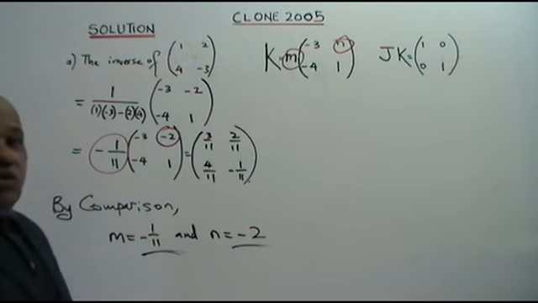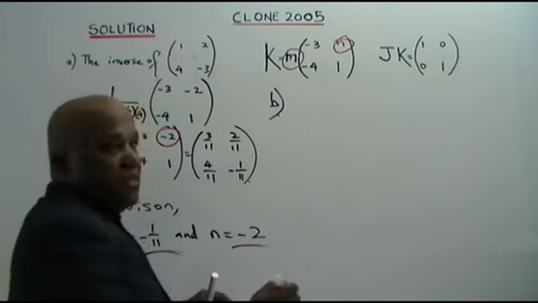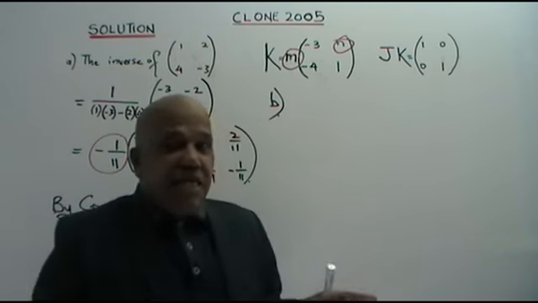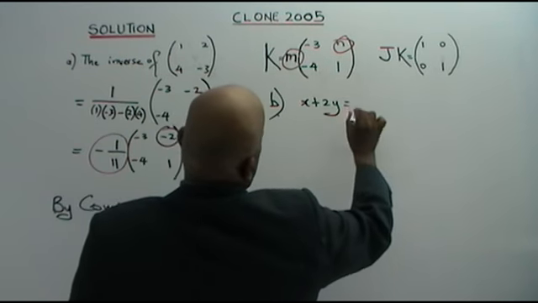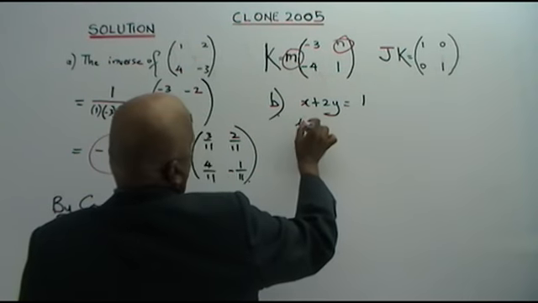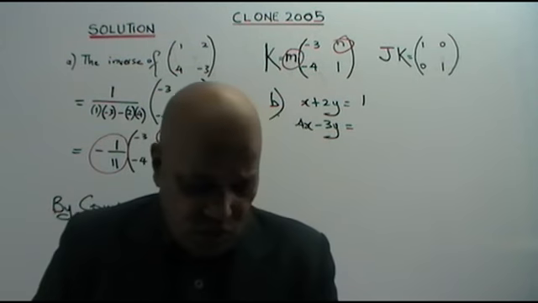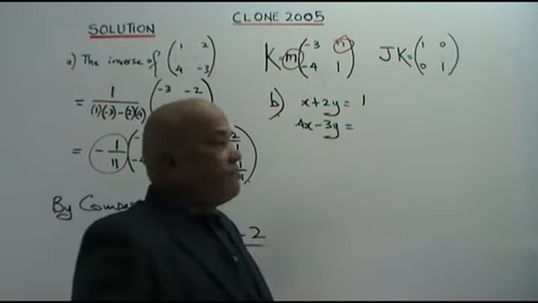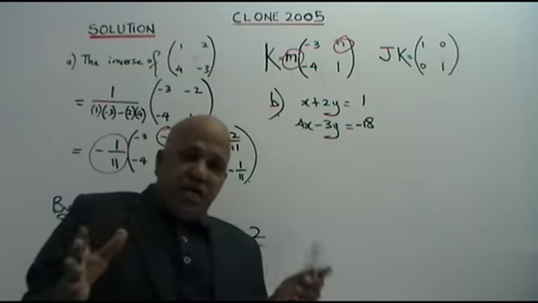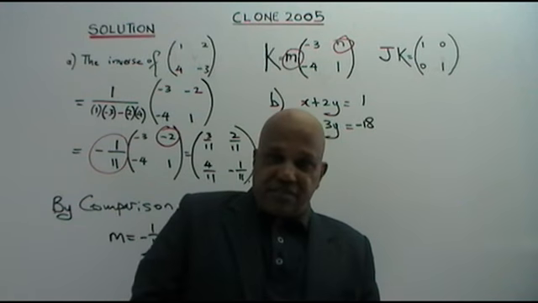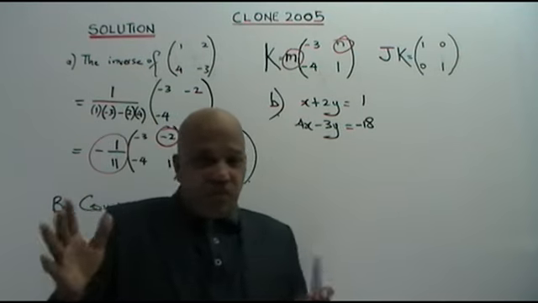Right. Now we go to part B. You are given a pair of simultaneous linear equations. That is x plus 2y is equal to 1, and 4x minus 3y equals negative 18. You are asked to use the technique of matrices, the method of matrices, to solve this and find the value of x and y.